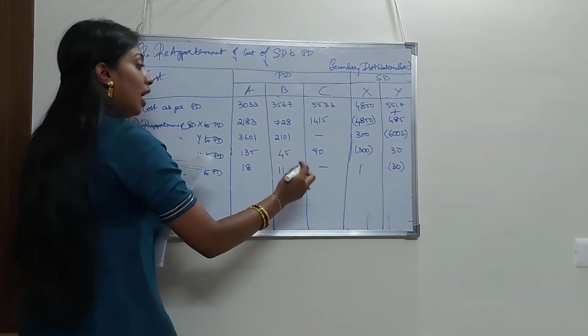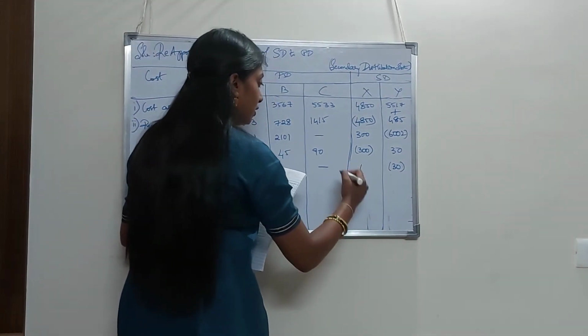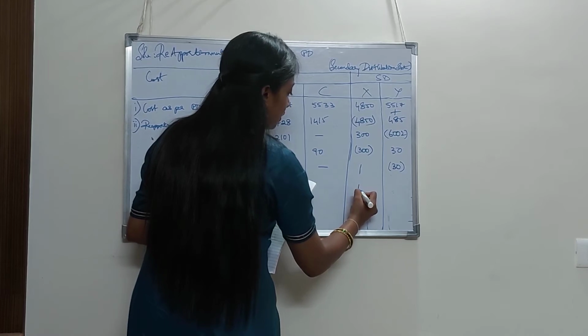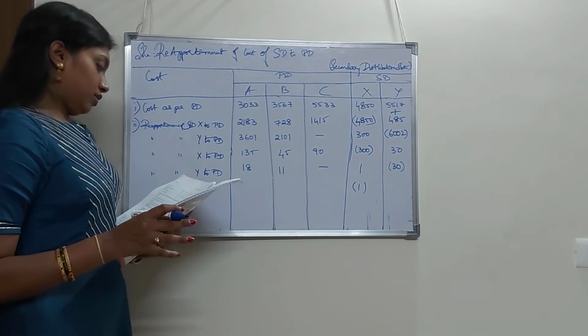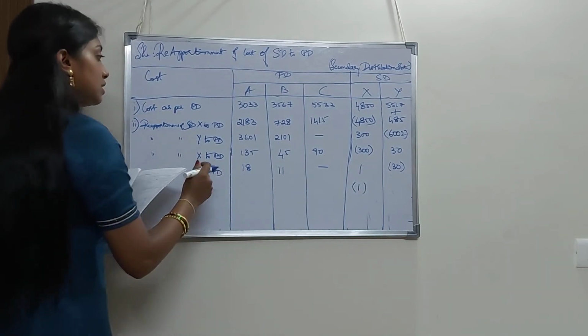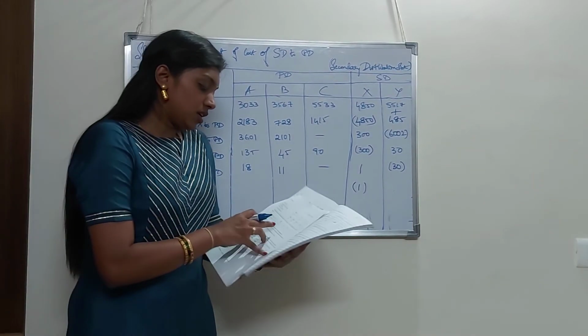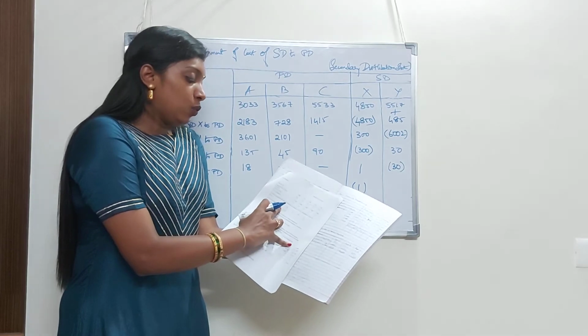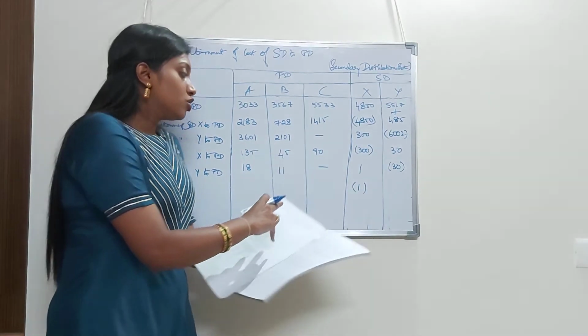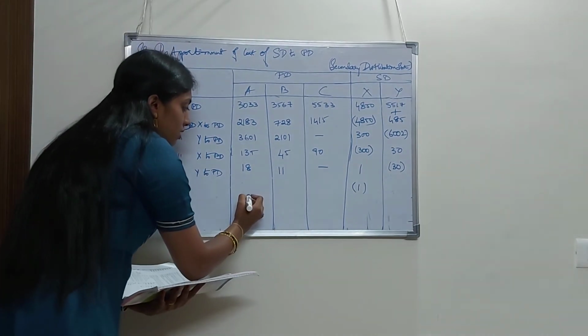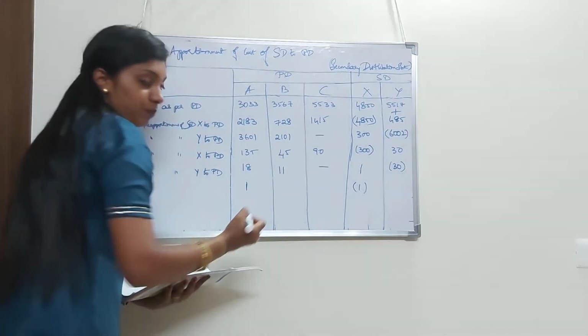Now again 1 is being pending in the service department. So negate this 1. And if you have observed service department X in this column, which has got the highest percentage? A has got the highest percentage. So I will totally assign this 1 to A.